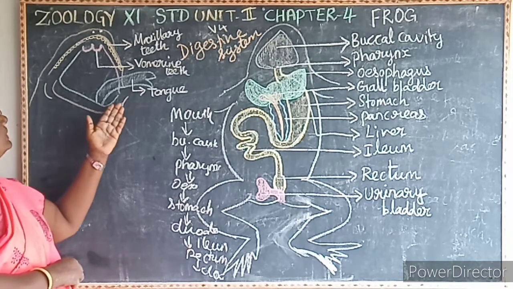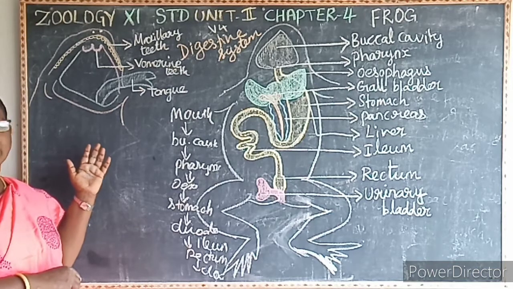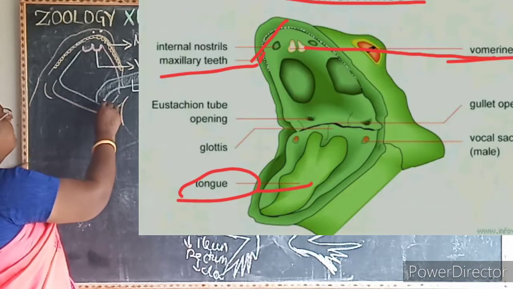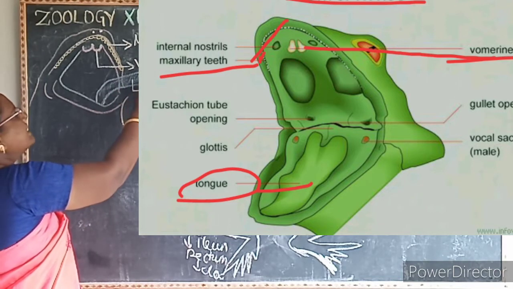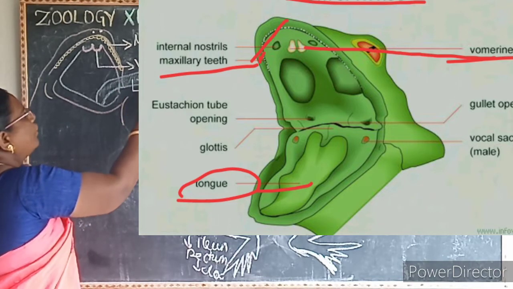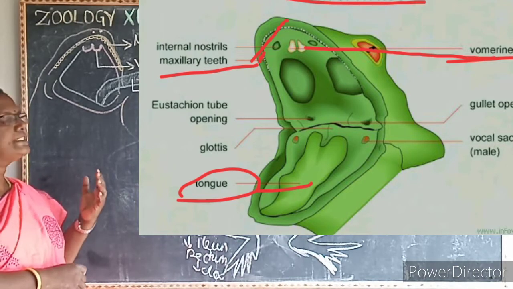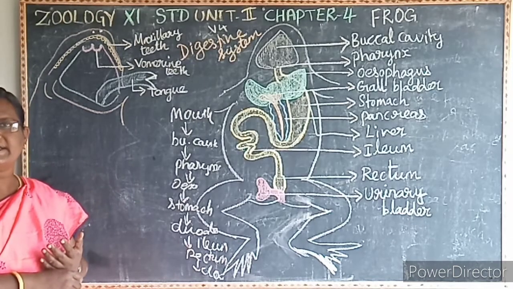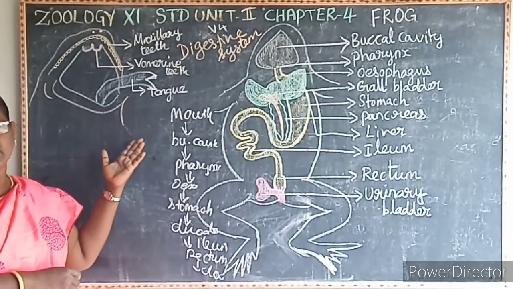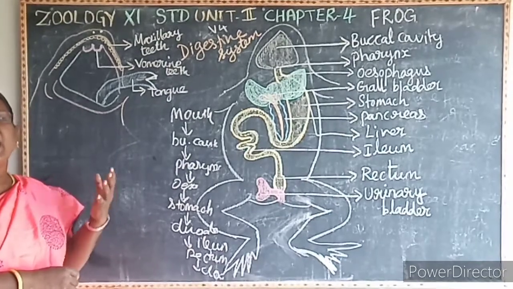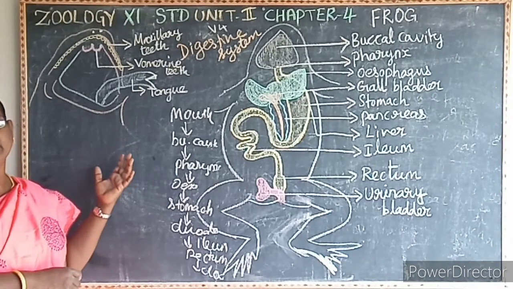Then there is a muscular, sticky, bifid tongue. The muscular tongue is attached in front and free behind, so the edge is forked. It is a sticky tongue. When the frog sights an insect, it flicks out its muscular tongue, and the insect or prey gets attached to the sticky tongue.